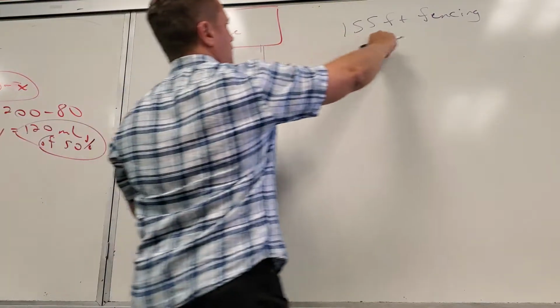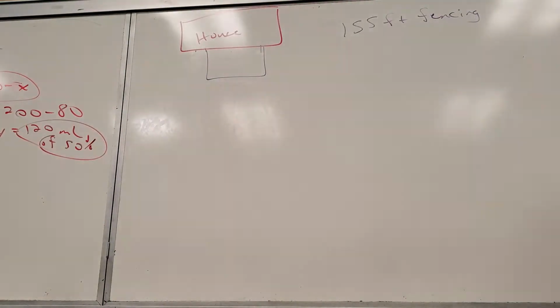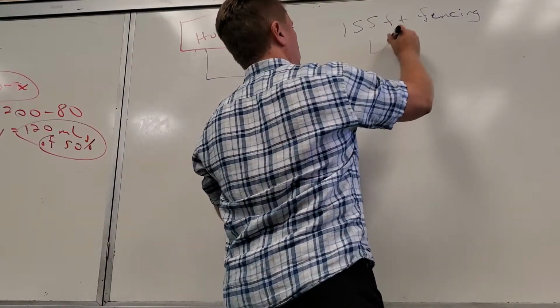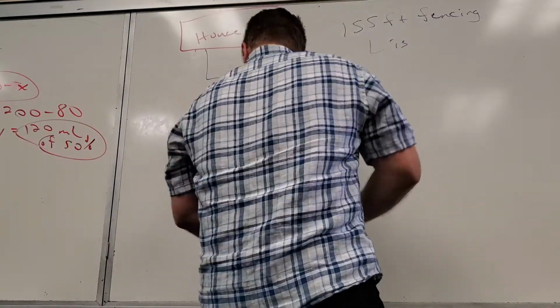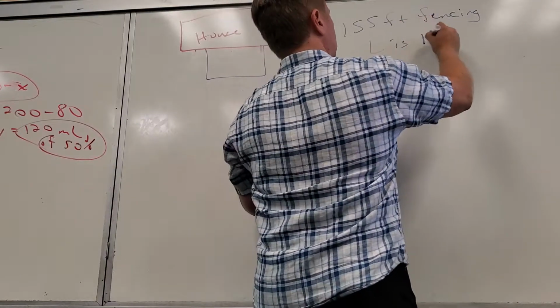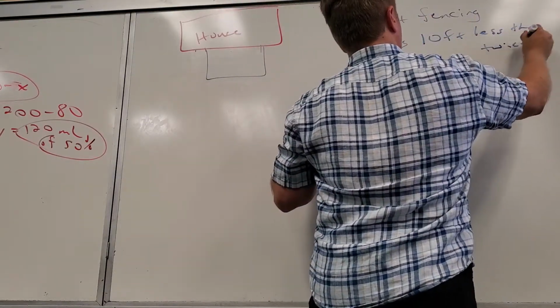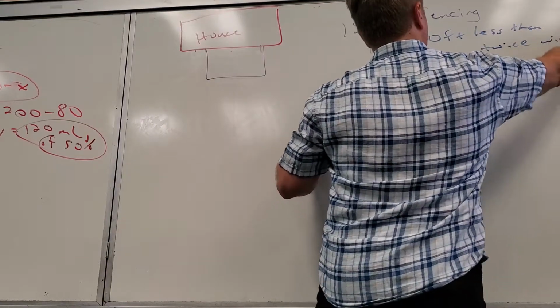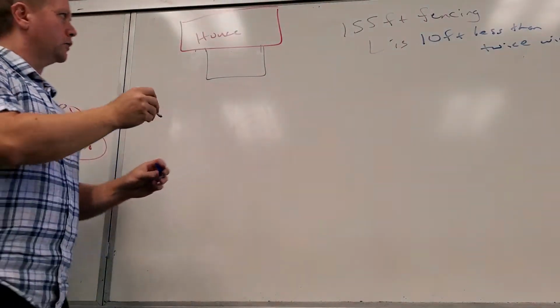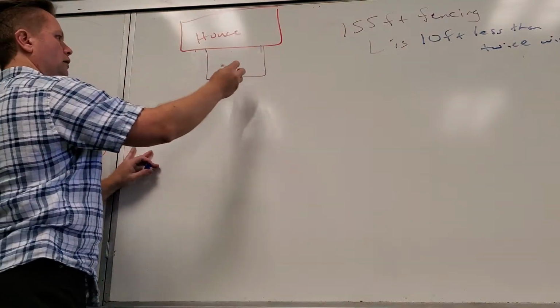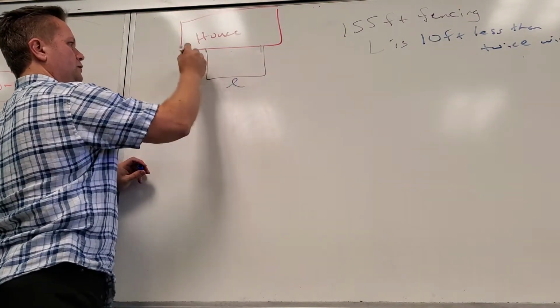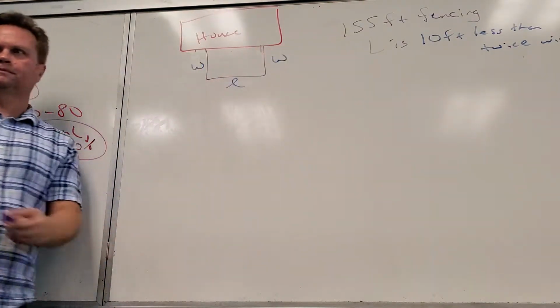So it's 155 feet of fencing, and they also say that the length is 10 feet less than twice the width. So what do you want to use for your variables? L and W. Just call this one L and this one W and this one W. Is that cool?